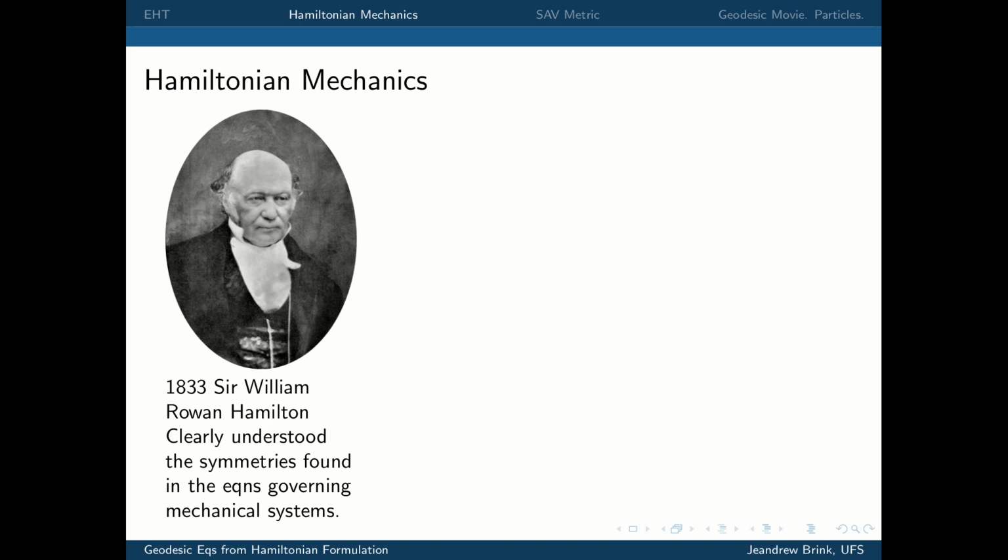And what we'll be using is the formalism developed by William Rowan Hamilton in 1833. So Hamilton was a guy that possibly took all the various approaches to mechanics and canonized them in a method that revealed most of their symmetries that could be found in these equations. And the symmetries he observed can be found in any mechanical system for which you can write down a Hamiltonian. In other words, any mechanical system in which there is net conservation of energy.